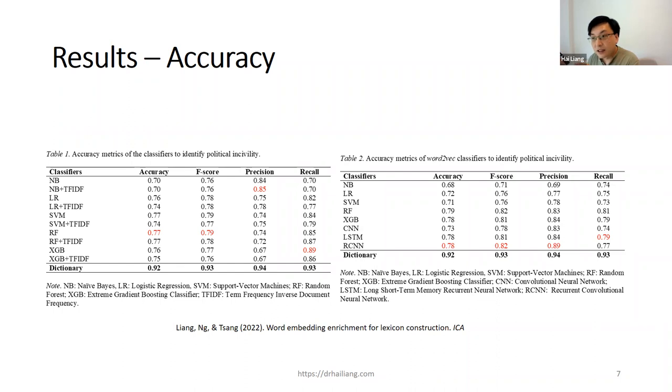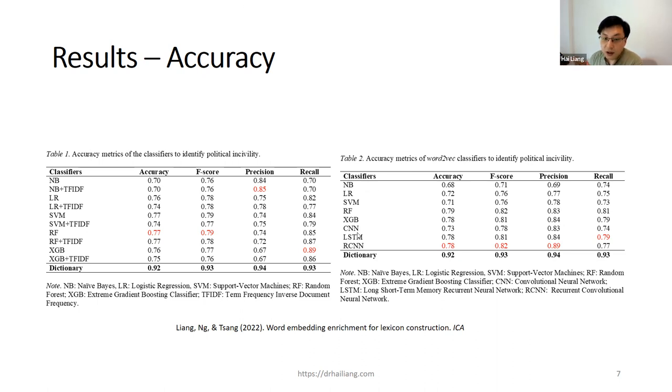A document may have 1,000 words. For each word there is a vector, so you can average them as the representation of the document. In that case, you will have 250 dimensions. So you have 250 independent variables, and you use those variables to predict civil or uncivil. This is the simplest way to incorporate the word embedding into machine learning.